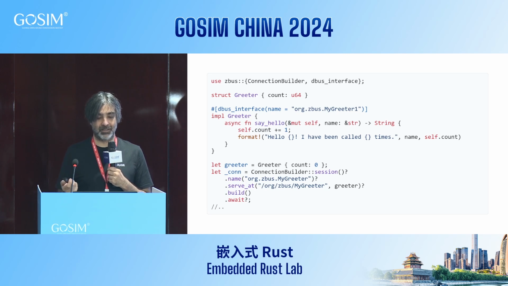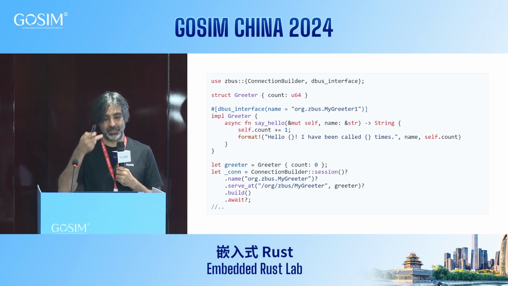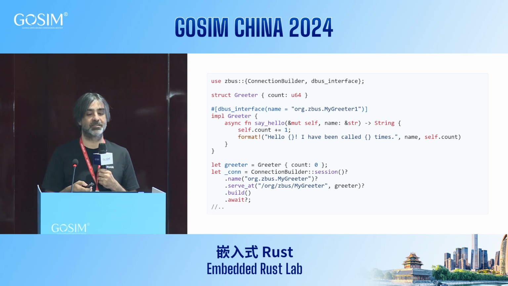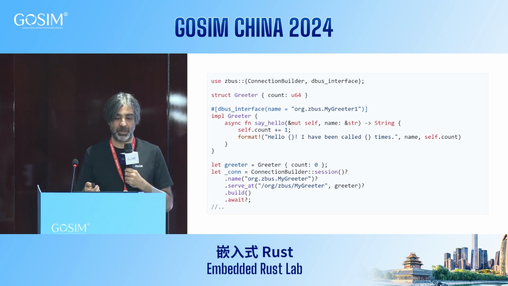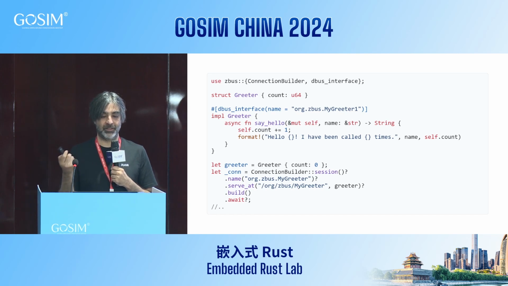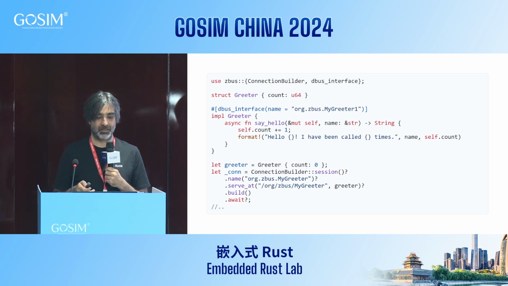But it's pretty simple. You create your type, and you can have a state, whatever state you need in it, and you use this, actually this is the old name for this macro, dbus_interface. We now call it just interface. So you use the interface macro, and you just define the name where your service, the interface name should be, and what the API is.